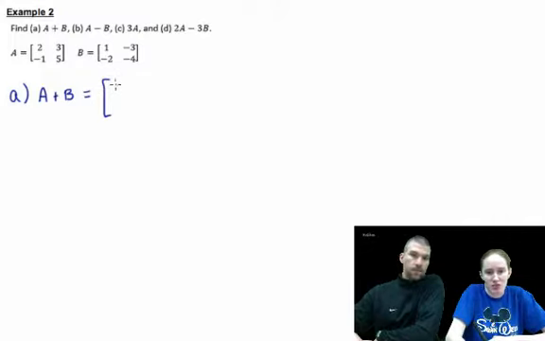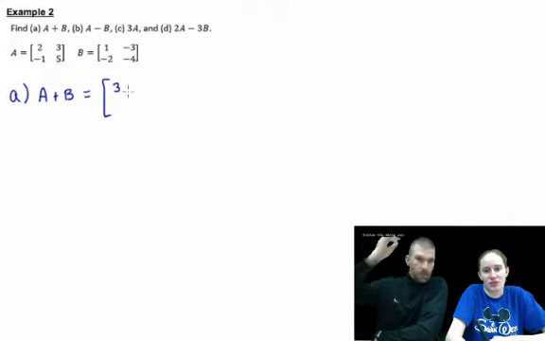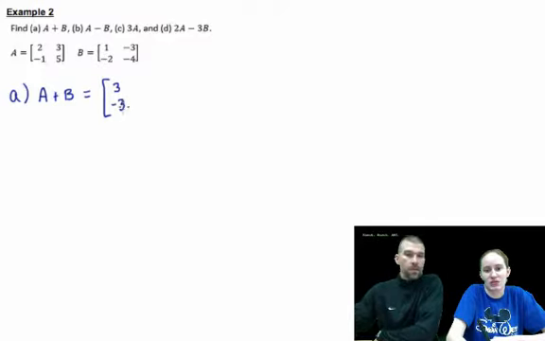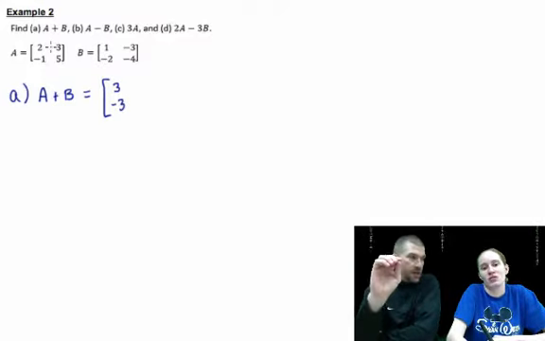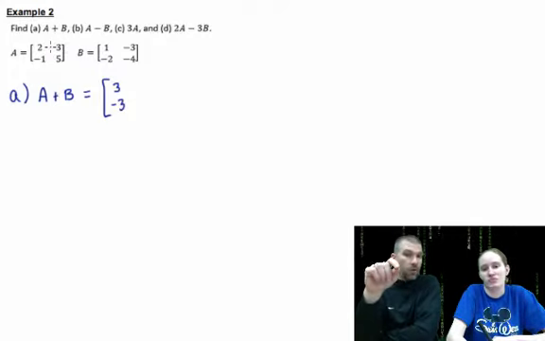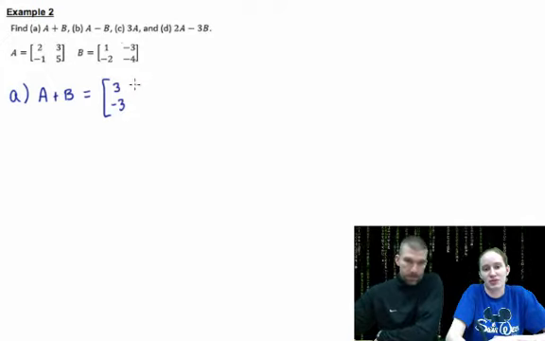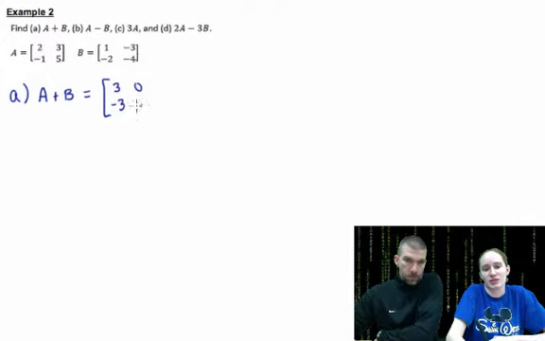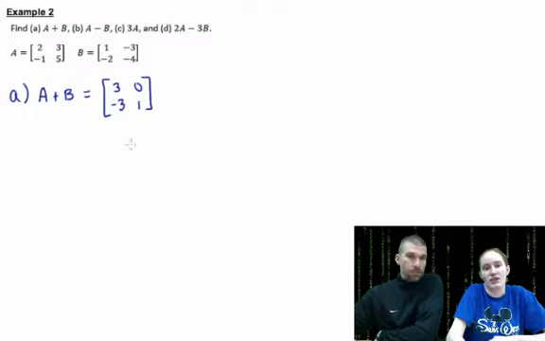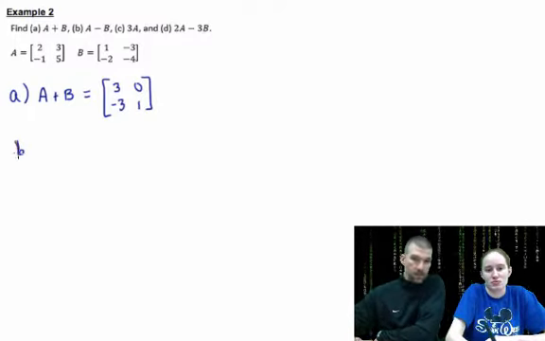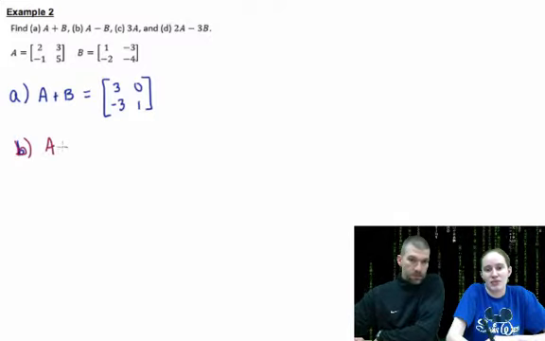Right. So 2 plus 1 is 3. You can go either direction. Now from here, I'll go down. -1 plus -2 is -3. And notice that the things that she adds stay in the same place. Right. So row 1, column 1, plus row 1, column 1 goes in row 1, column 1. 3 plus a -3 is 0. 5 plus a -4 is 1. Boom. That's A plus B.